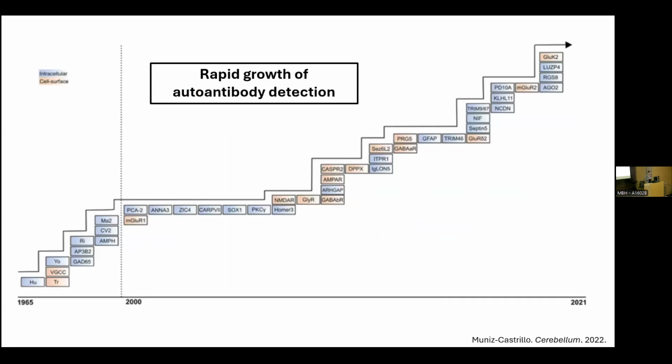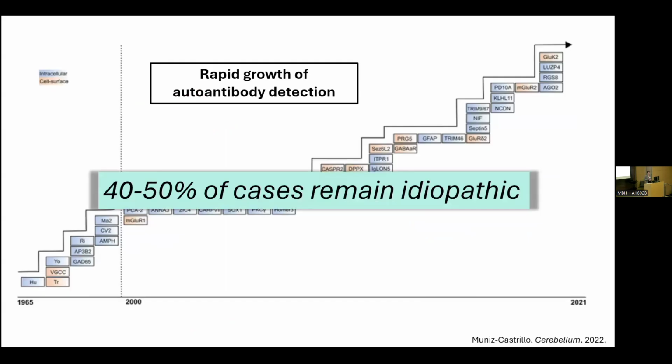Here you can really just see the rapid growth of autoantibody detection over the last 10 years. And so it really shows how the field has been able to identify more and more autoantibodies that are associated largely with clinical syndromes. Despite this, I still want to highlight that up to half of cases, maybe a little bit less, still remain idiopathic. So as a group, we definitely have lots of work to do in terms of still figuring out the causes in these idiopathic cases.